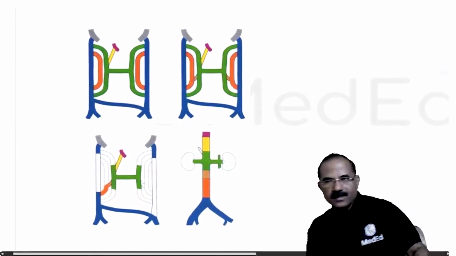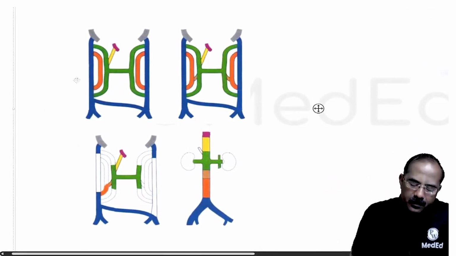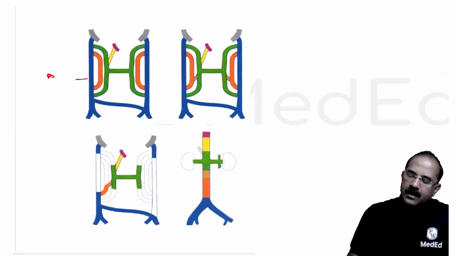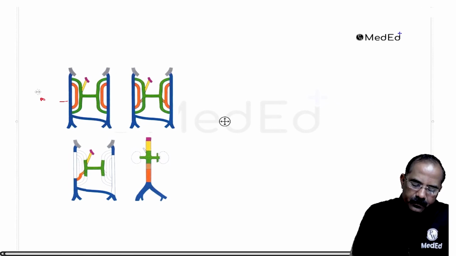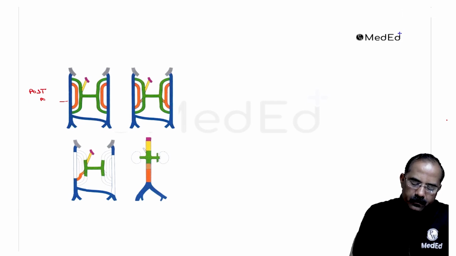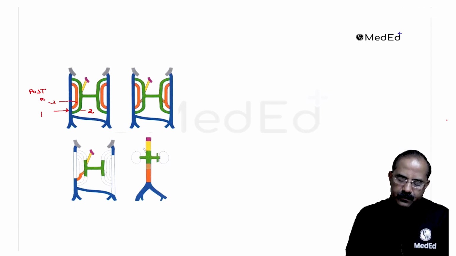Look, I'll just label this for you. This is the posterior cardinal vein. I'll just label in short. I'll put numbers here. This is number 1. This is number 2. This is number 3. This is number 4. This is number 5. The IVC is derived from, 1 is posterior cardinal vein.